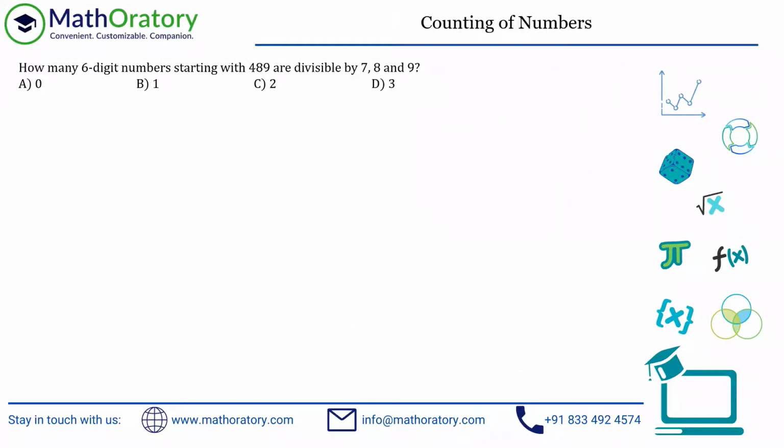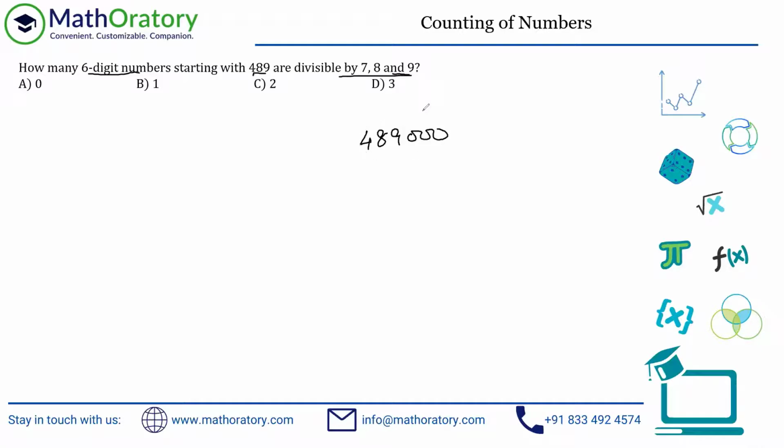All right. So in this question, we are looking for how many 6-digit numbers starting with 489 are divisible by 789. Okay, great. So there are two things to understand in this problem. One is what is the range of numbers that we are looking for. So it has to start with 489. So basically, it is starting with this number.